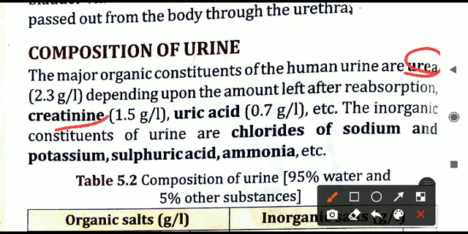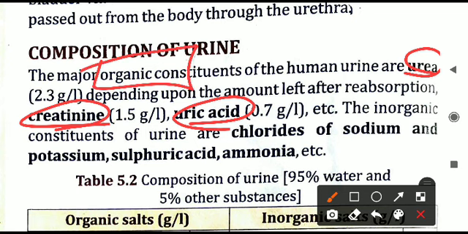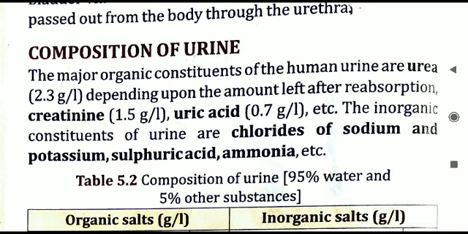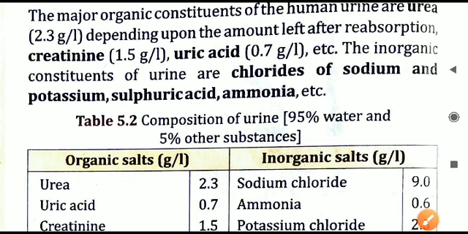The second thing after urea is creatinine, uric acid. Three things you have to learn that are the organic constituents. One is urea, second is uric acid, and the third and last is creatinine. All these three names you have to learn. Values you can skip, what is written in the bracket.